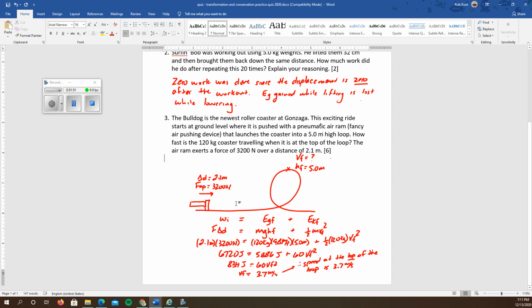And this launches the coaster into a loop. At the top of the loop, you're going to be at a height of 5 meters. That's why it's a 5-meter high loop. And we want to know how fast the coaster is traveling at the top of the loop.